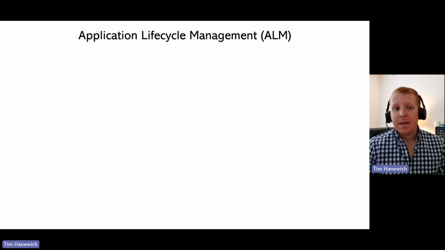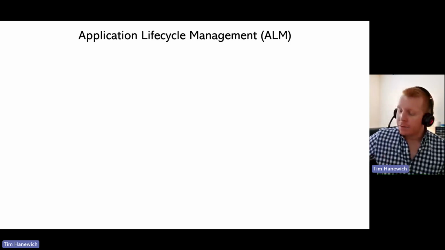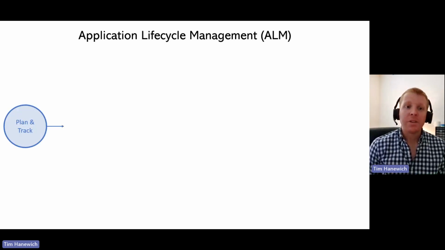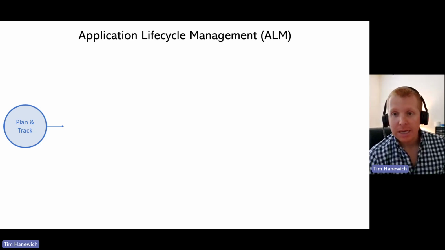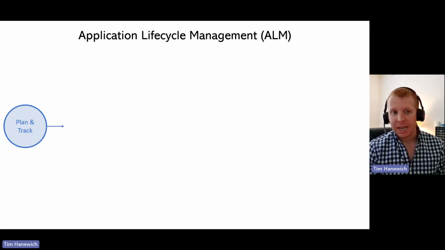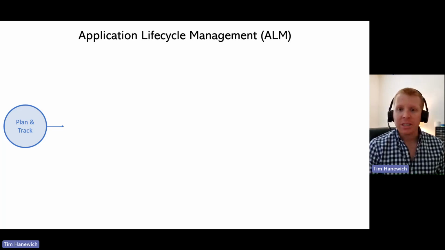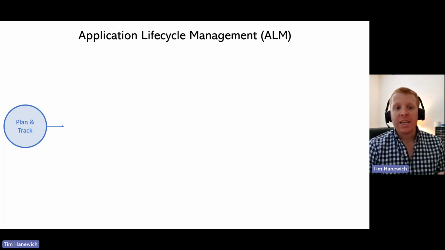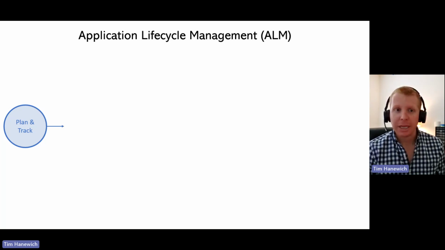So ALM is essentially a process that contains multiple stages. The first stage in ALM is known as the plan and track phase. In this stage, you define your software objectives, your requirements, you create a plan, and that plan will contain milestones and timelines, and you'll assign individual tasks to developers to then put into creation, essentially.